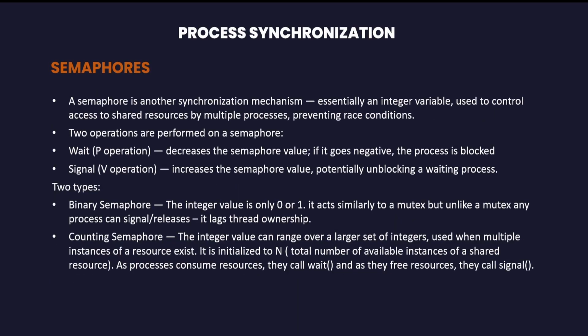Semaphore is another synchronization mechanism. The first one we have seen was mutex. It is essentially an integer variable used to control access to shared resources by multiple processes, preventing race conditions. Two operations are performed on a semaphore. First is the wait operation, denoted by P. It decreases the semaphore value. If it goes negative, the process is blocked. Second is signal, often denoted by V. What it does is increase the semaphore value, potentially unblocking a waiting process.